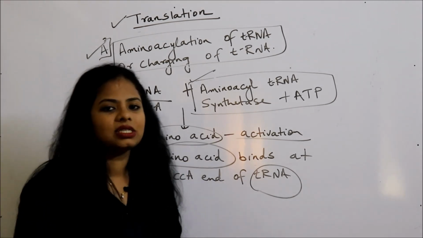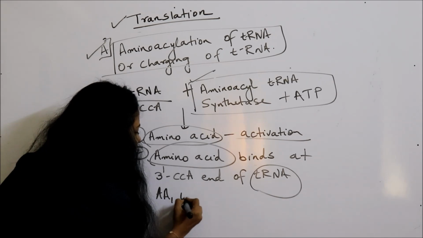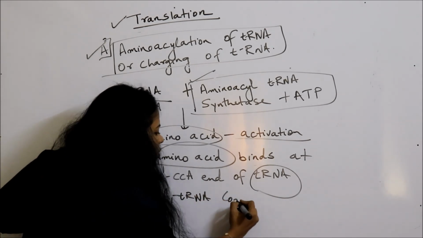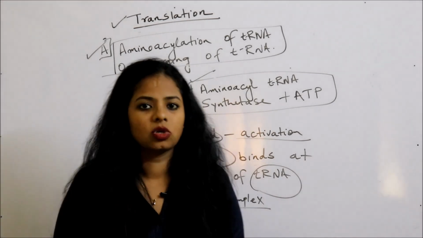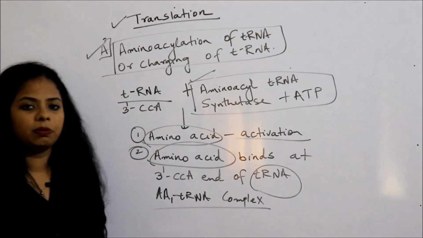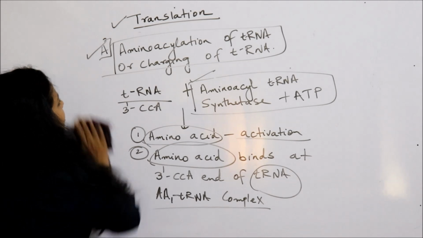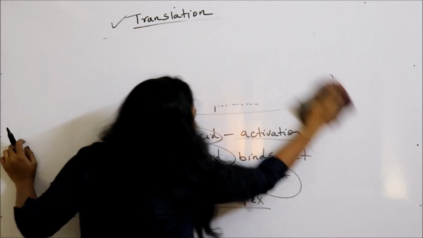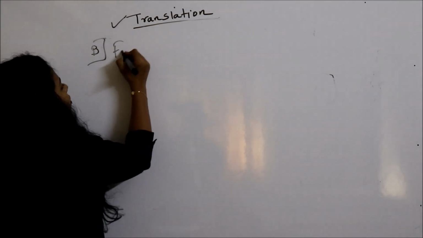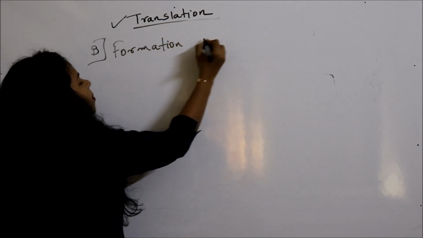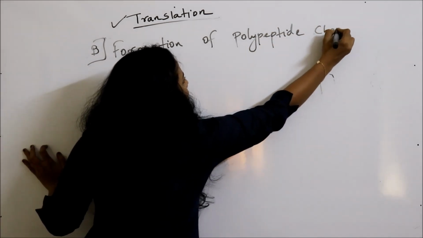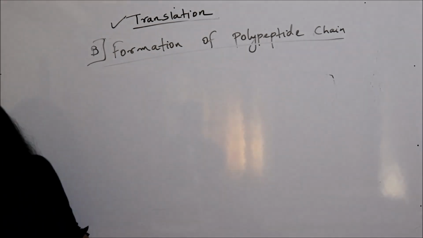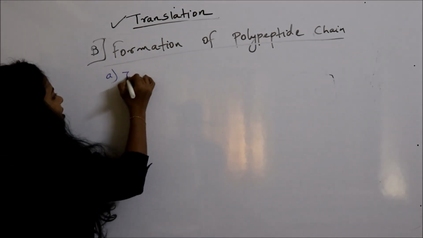Generally, the first amino acid, that is the amino acid 1 tRNA complex, is required for initiating the process of polypeptide chain synthesis. So let us see the next step, that is formation of polypeptide chain. For the first step I hope you have understood. Now let's see the second step, B, that is formation of polypeptide chain. Let us see the first step involved, that is initiation.